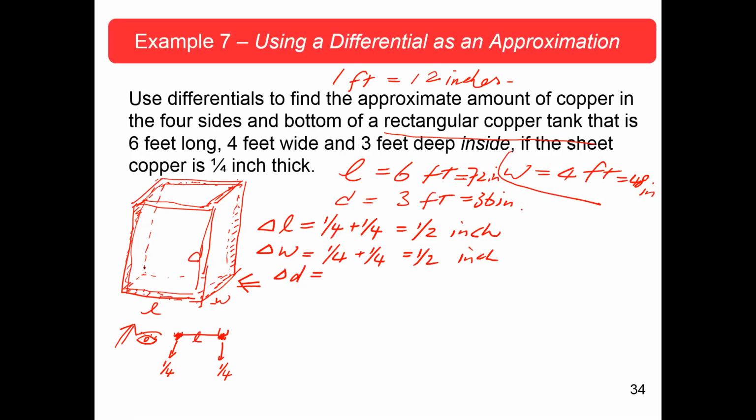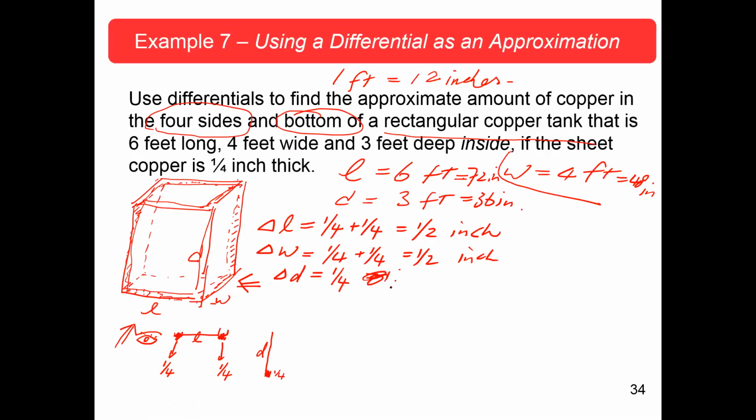You can still look at it from the front view, right? From the front, originally this is the depth. With the copper, be careful how it is phrased. The copper is only on the 4 sides and only at the bottom, not on top. So only 1/4 inch at the bottom. So delta D, the increment of the depth, was only 1/4 inch.